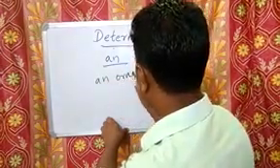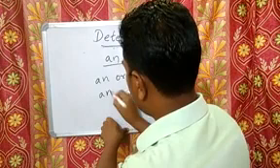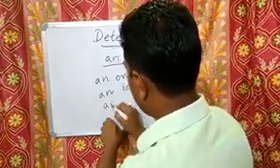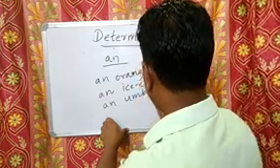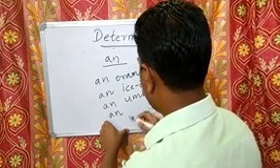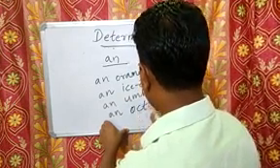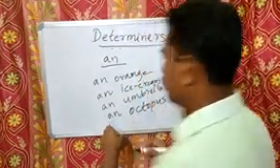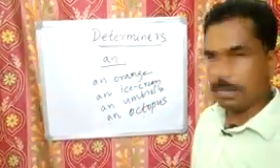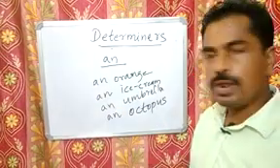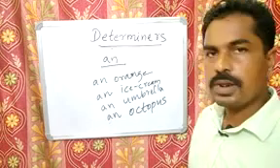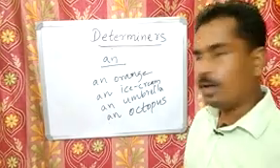An orange, an ice cream, an umbrella, an octopus. Okay, so here are some examples. You see, orange, ice cream, umbrella, and octopus. Why have I used an with these words? You will find that each of the words begins with a vowel.